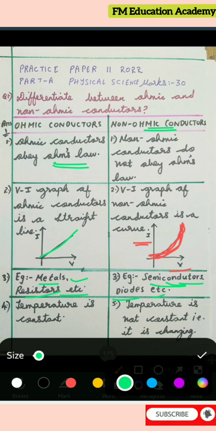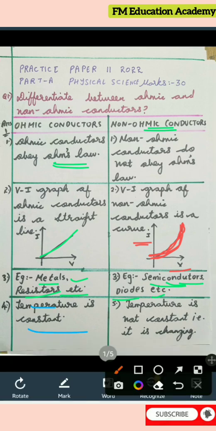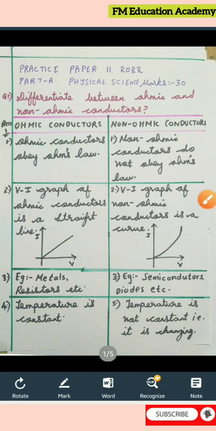Now we know that for ohmic conductors to obey Ohm's law, we need to keep the temperature constant. If the temperature is not constant, it means that Ohm's law will fail. If Ohm's law is failing, means the conductors will become non-ohmic conductors. So we can say that in non-ohmic conductors, the temperature is not constant. That is, the temperature is continuously changing. So for 2 marks, you can write these 4 points for the difference between ohmic conductors and non-ohmic conductors. Let us move to question 2, which is very important.